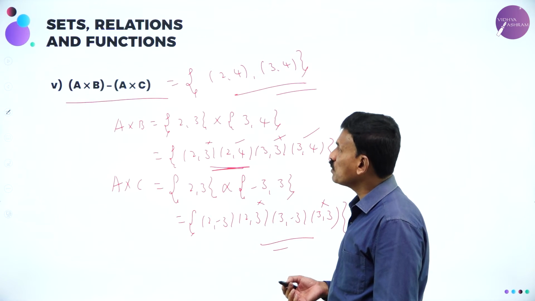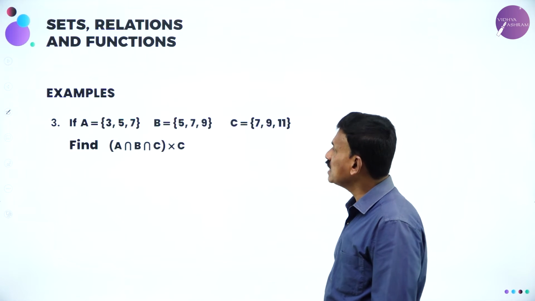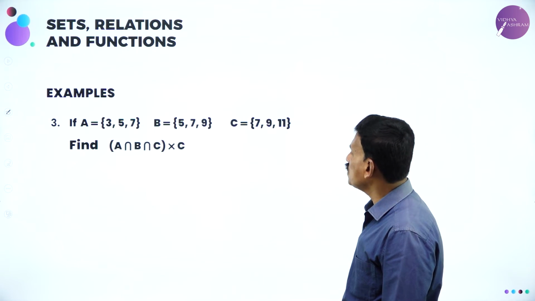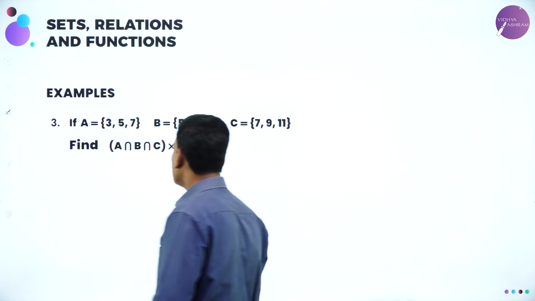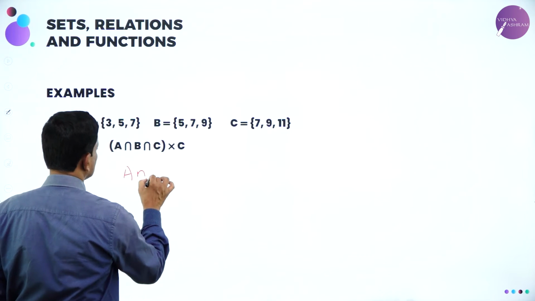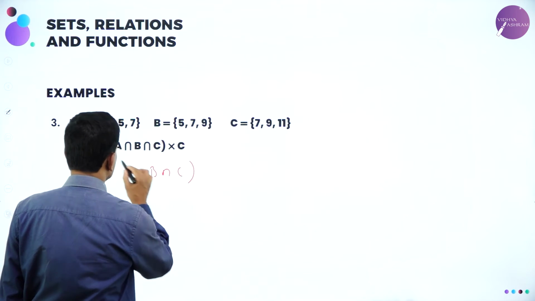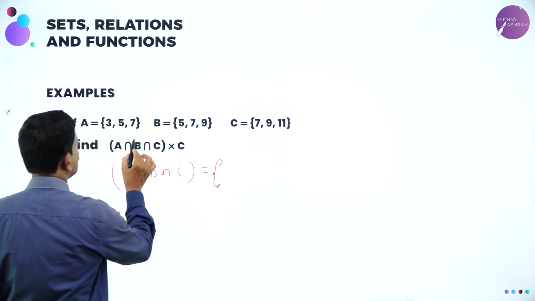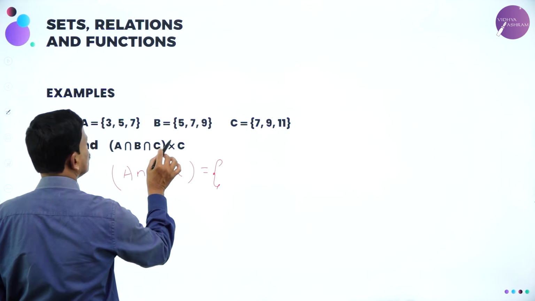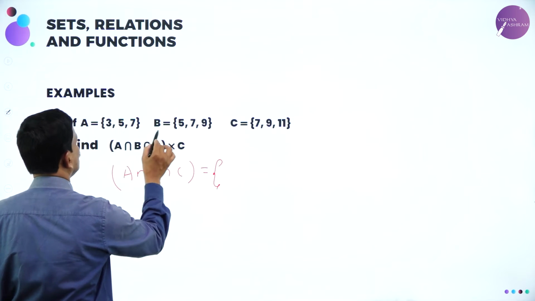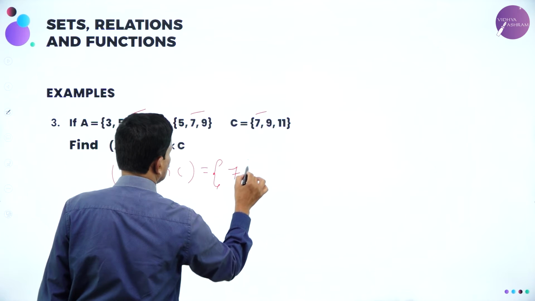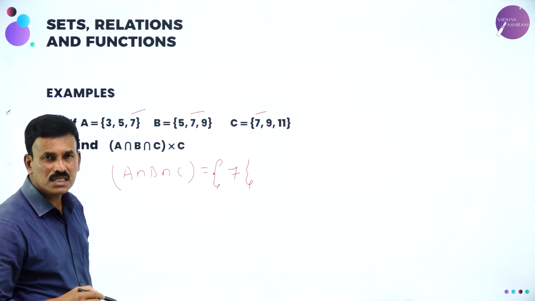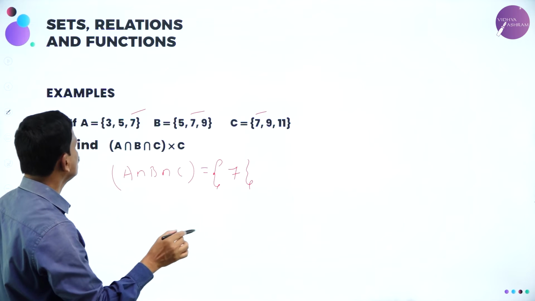Now let us come to the next problem. That is question number 3 here. If A is equal to 3, 5, 7, B is equal to 5, 7, 9 and C is equal to 7, 9, 11, find A intersection B intersection C cross C. Same as the previous problem. First find out A intersection B intersection C. What is common in all these? 3 is not in the other sets, 5 is in A and B but not in C, and 7 is the only element which is in all the 3 sets.